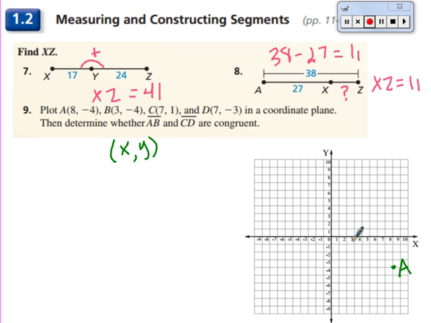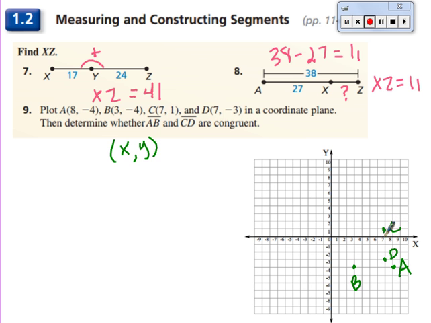Then for B, I go over 3, down 4. Then for C, you go over 7, up 1. And D would be over 7, down 3. 1, 2, 3. And I want to see if these segments are the same length.